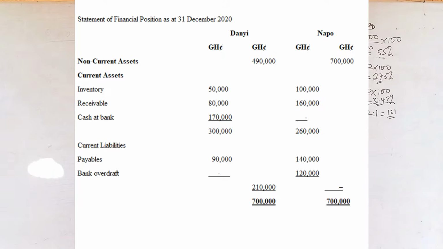Now you can see that the inventory component of Danny is 50,000 out of the total current asset of 300,000. It's just 50,000. Okay, so if you take 50,000 out of 300,000, you are going to get 250,000. You can show workings anyway. And then with that of Napo, their inventory component of the 260 is 100,000. So if you take it out, they have 160,000 as receivable. Nothing for cash at bank. But the liabilities, we are not going to touch it. And so that means that they are going to have only 160,000 as their current asset minus inventory.